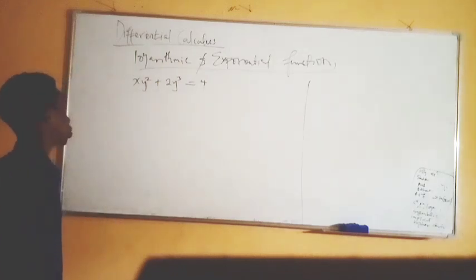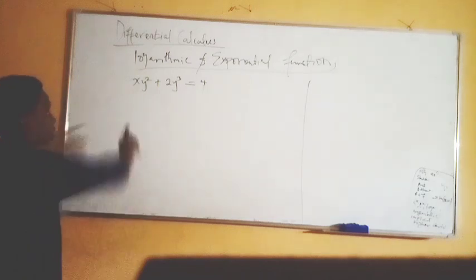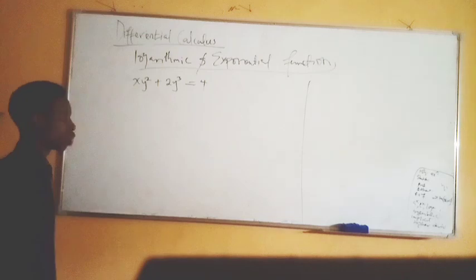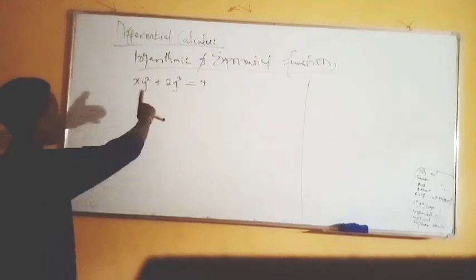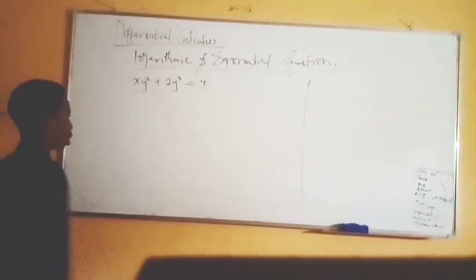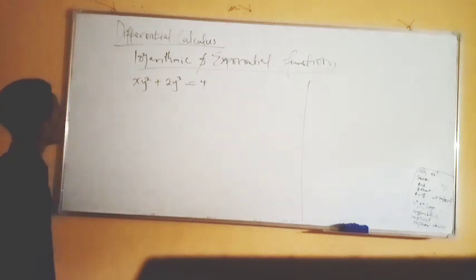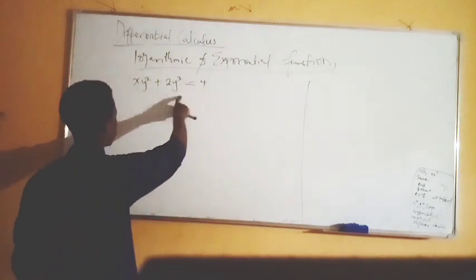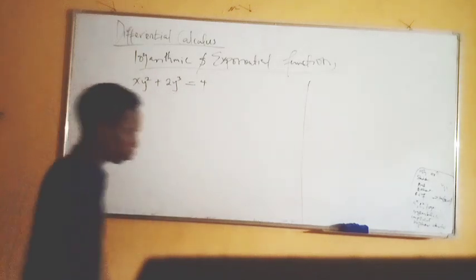Now, if you look at this equation, you can't really make y the subject of the formula, so it's difficult to make y the subject of the formula here to stand alone. So this is where we use the method called implicit differentiation to get the dy/dx value here.